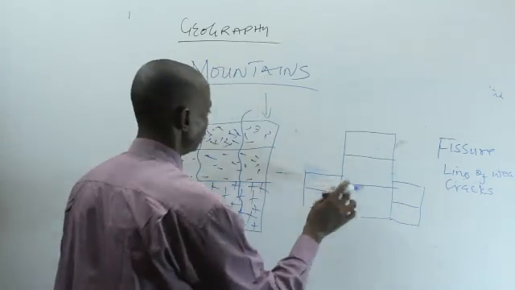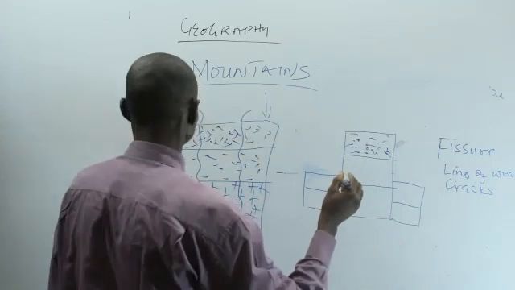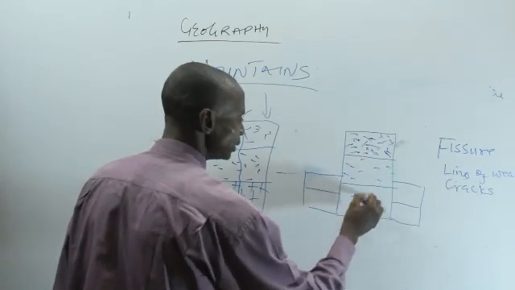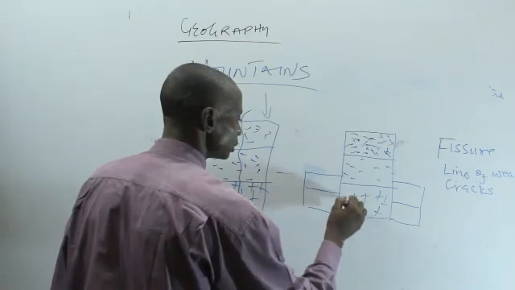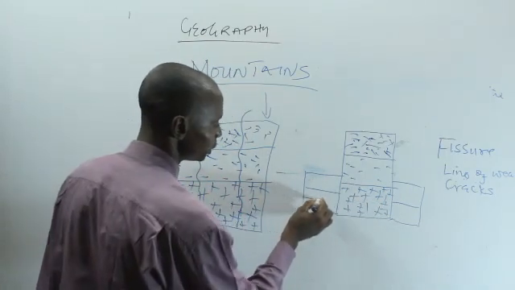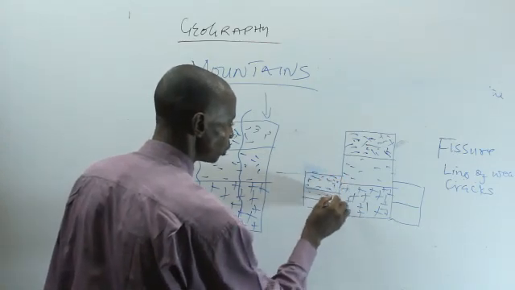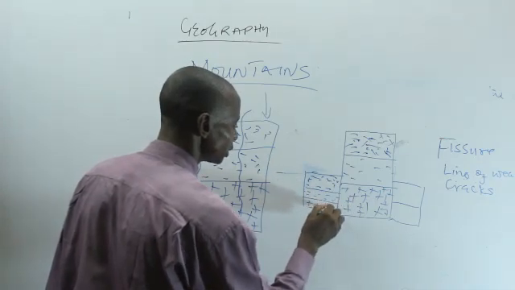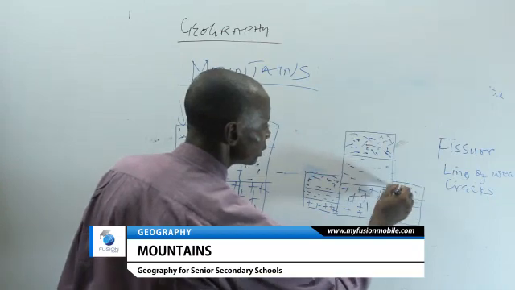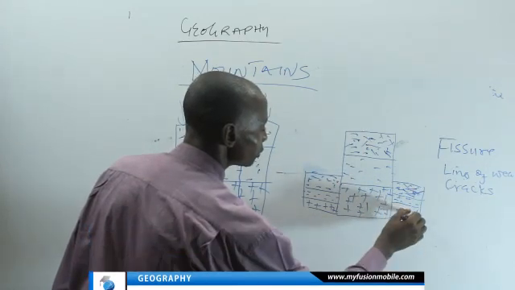Just look at it. This one is this. This one is something like this. Then what happened to this? We have like this. Then we have this one. Then we have this. The same thing here. We have something like this.